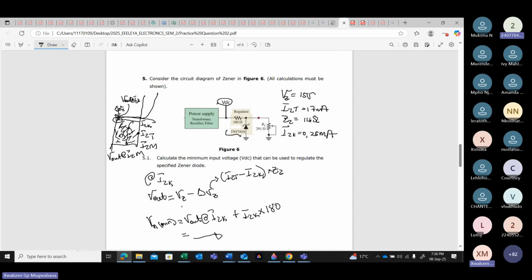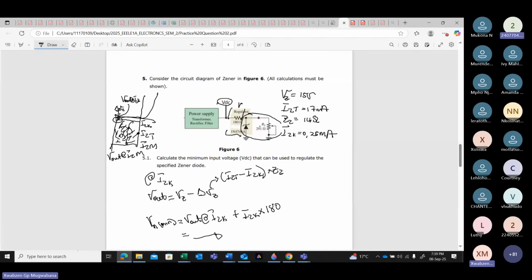Therefore, for the input, now, if I add the voltage that I measure here, this voltage, and the voltage that I find here, remember, what Zener gives is what is going to appear there on the load, which means this voltage plus that voltage must give me the supply voltage. Do you understand that part?